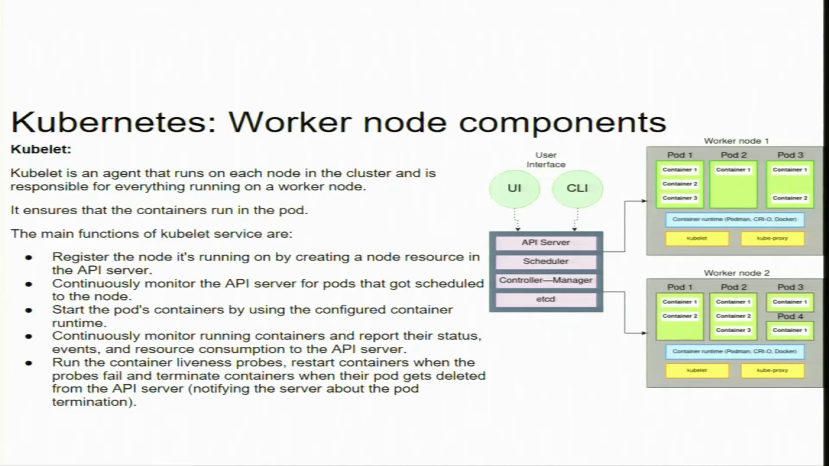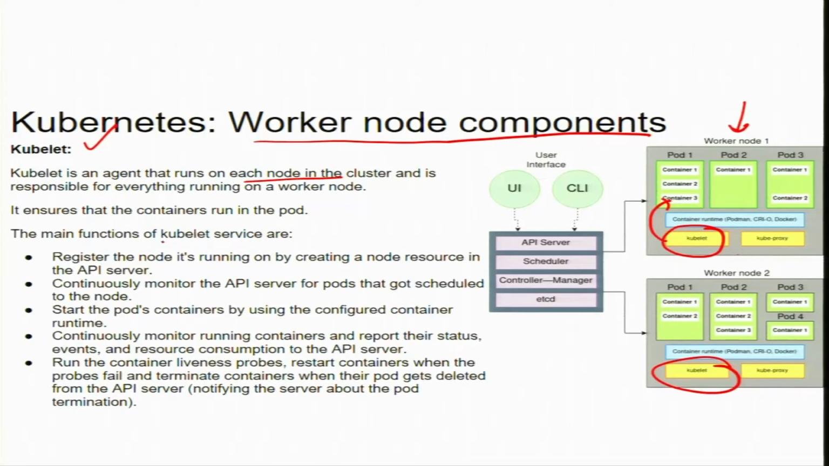Finally, now we will be looking at the worker node components. In the worker node, there is a component called the kubelet. The kubelet is an agent that runs in each node. You can see here an example of 2 nodes. In every node, the kubelet is running as an agent responsible for everything running on the worker node. So, the kubelet controls the entire functionality of the worker node. It ensures that the containers run in a pod.